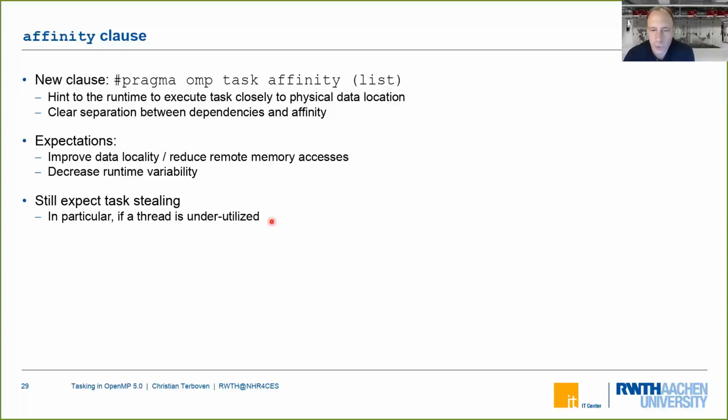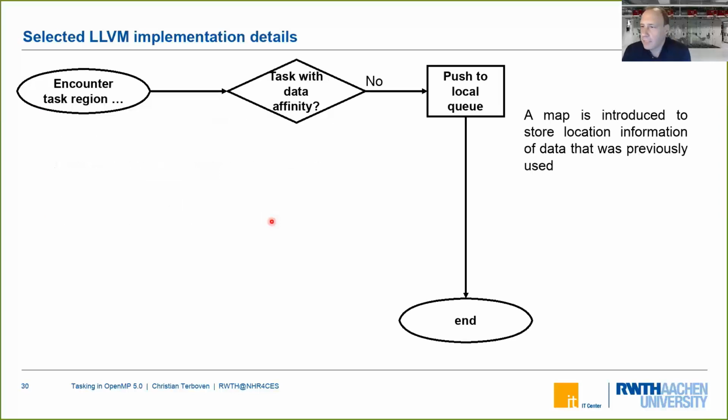Idling threads is worse for performance in almost all cases than remote memory accesses. But why is this really a tricky thing? Let's assume for the runtime that a task region is encountered. If it doesn't have a data affinity clause, then that's simple. It can push the task to, let's say, the local queue. In most implementations, each thread has a local task queue for performance reasons.